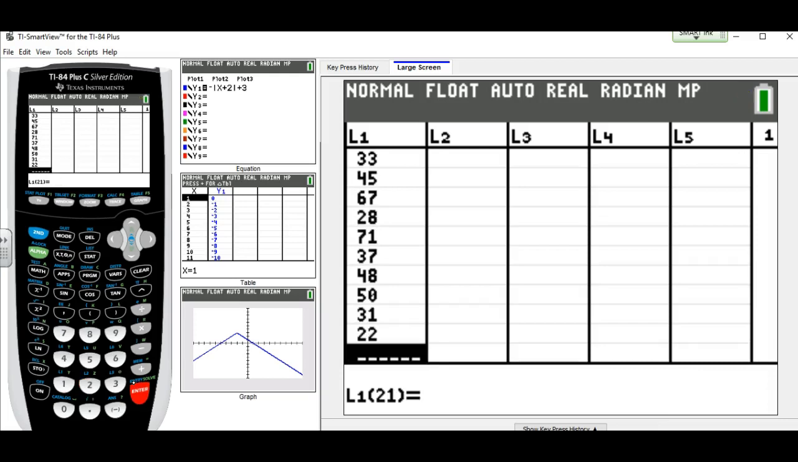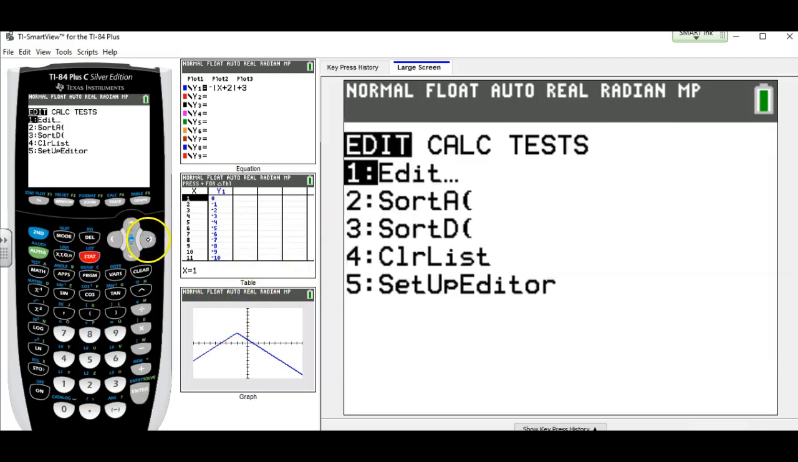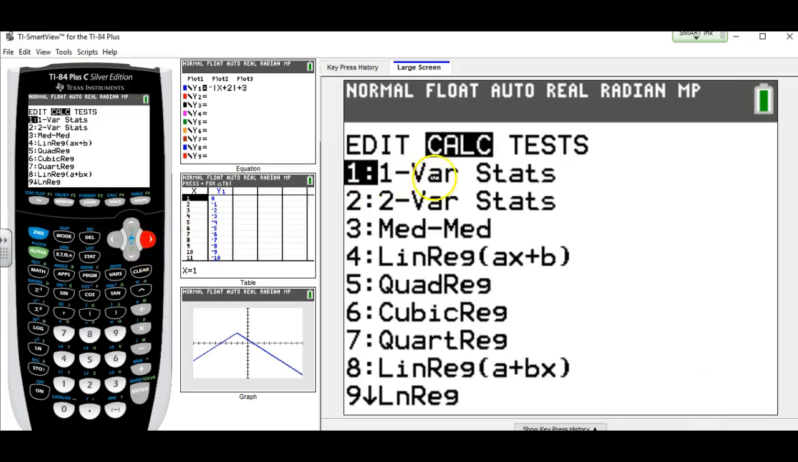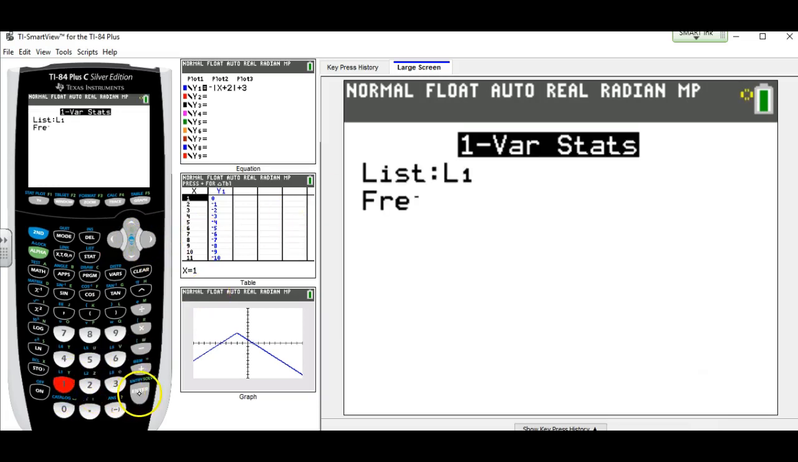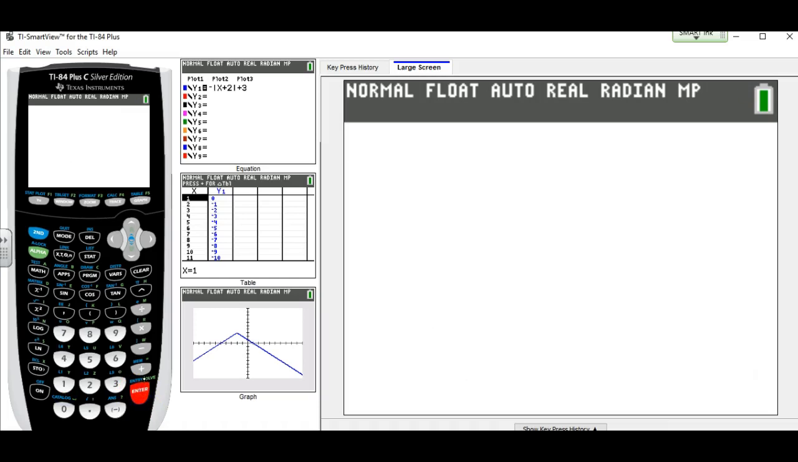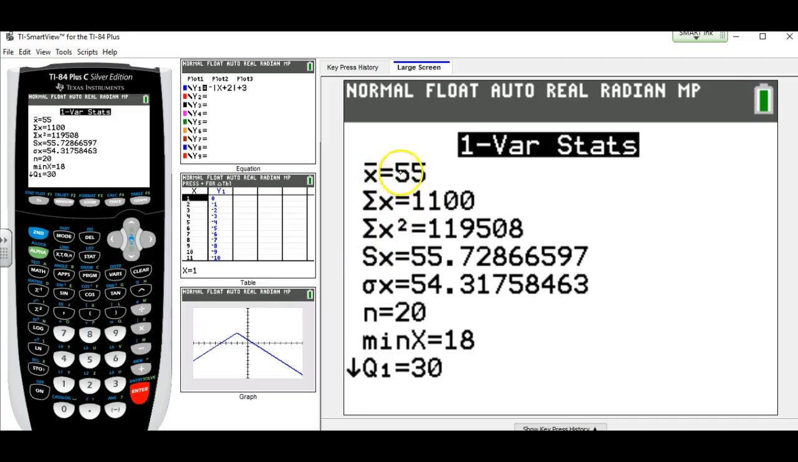Alright, so you want to enter your data like so. Now that we have our items in the list, we're going to go Stat, and we want to get one variance statistics. Here we go. Our mean is the X bar, that's 55. And our sigma, our standard deviation, is 54.32.